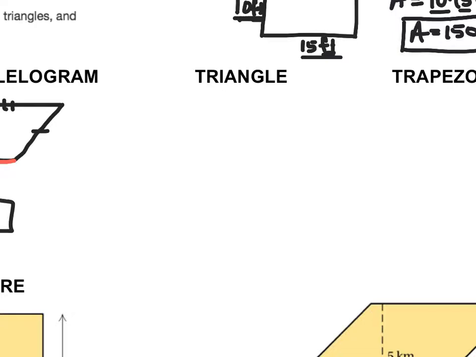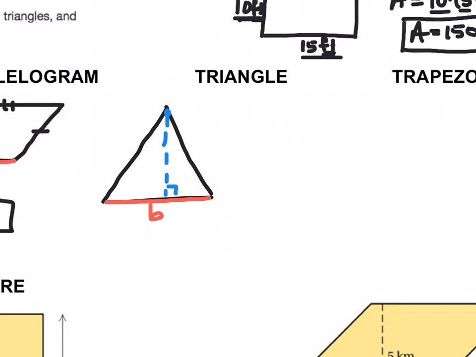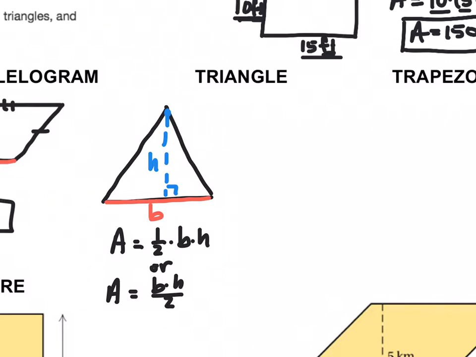Now a triangle, and I'm going to draw two different triangles here. The area of a triangle is going to be the base, okay, times the height. And the height is always the distance from the top of the triangle to the bottom that forms a right angle, okay? And so my formula for this is going to be area is equal to 1/2 times the base times the height, or you could write this as area is equal to base times height divided by 2. Same thing, okay? That doesn't matter.